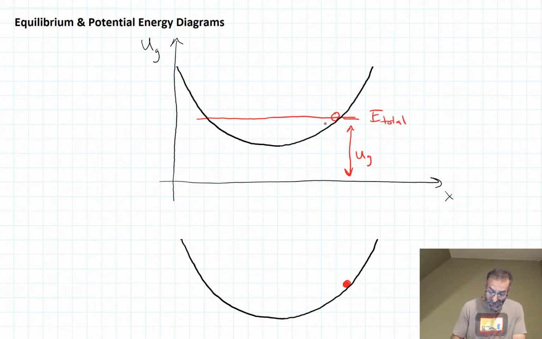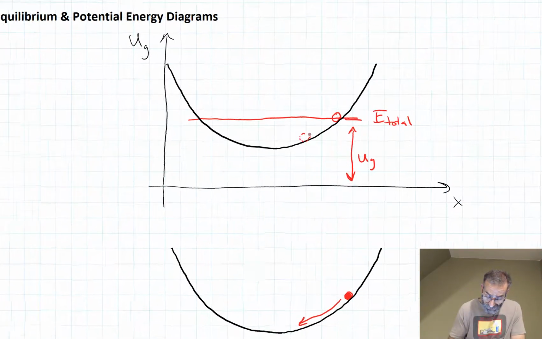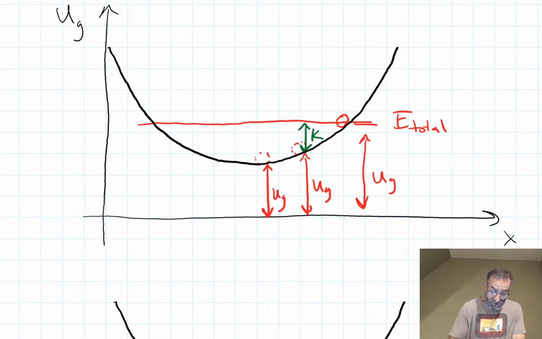So as the object moves down toward the bottom of the hill, it moves faster and faster and faster, and it gains kinetic energy. So if this amount, when the object is here, is our gravitational potential energy, then this would be our kinetic energy. And when the object gets to the lowest point, it has the least gravitational potential energy, and it has the greatest kinetic energy.